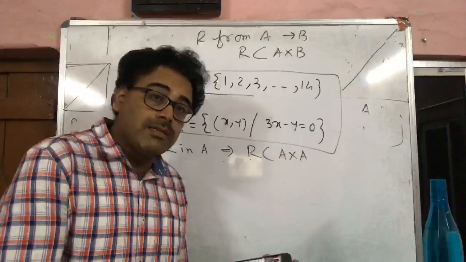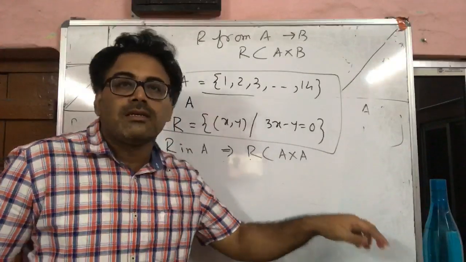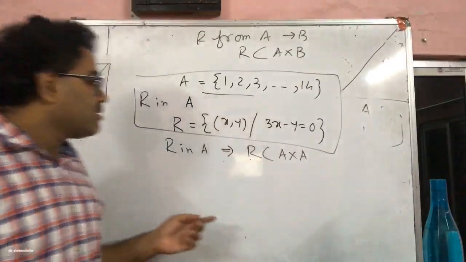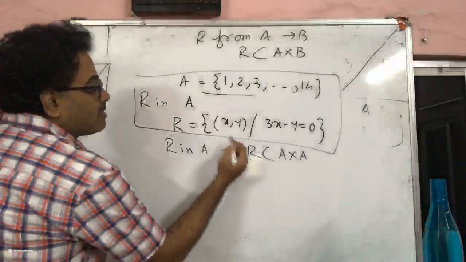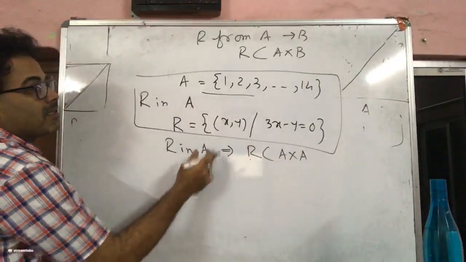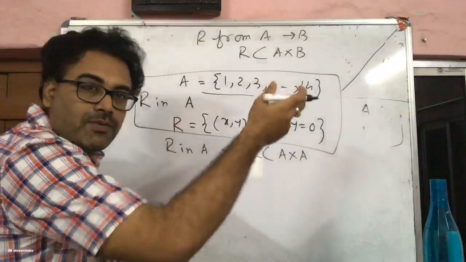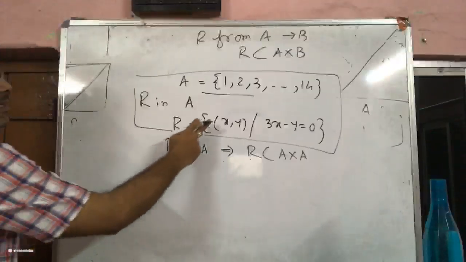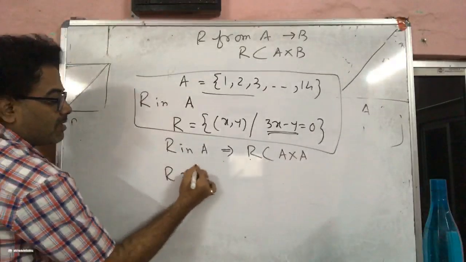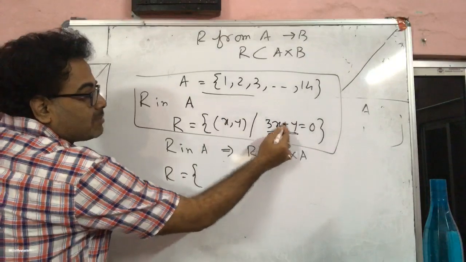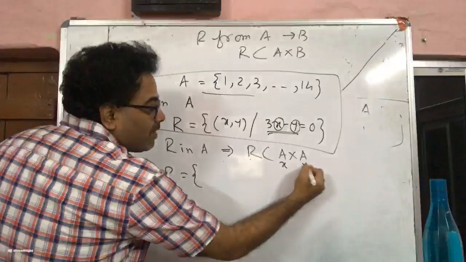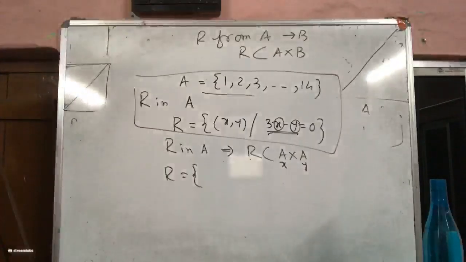Subset, it is a subset, so it contains few pairs of A cross A or all pairs of A cross A. So here, in A cross A, what is there? All xy pairs are there: 1 1, 1 2, 1 3, 1 4. But the restriction is there, y equal to 3x. So writing R, y equal to 3x, x is taken from the same set, x is taken from A, y is also taken from A.